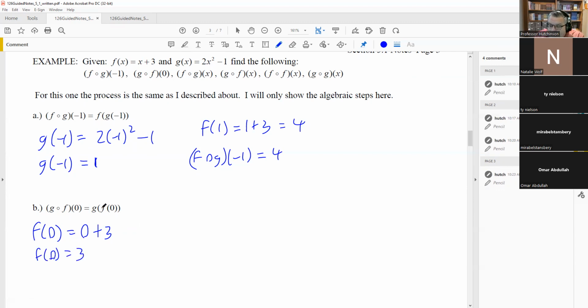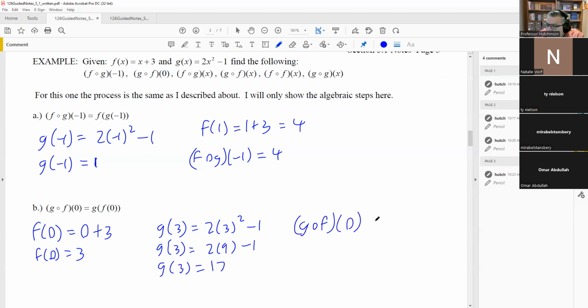Now we have to replace the f of 0 with 3. So next we're going to find g of 3, which means we have to go into the g function and replace the x with the 3. So we have 2 times 3 squared minus 1. Order of operations says we've got to do the square first. So we have 2 times 9 minus 1, and g of 3 is equal to 17, and that's what g of f is equal to. So g of f of 0 is equal to 17. Okay, so that's the answer you'll put for part B.